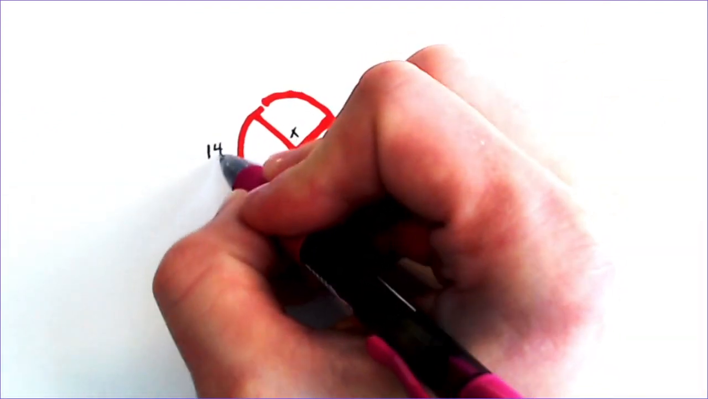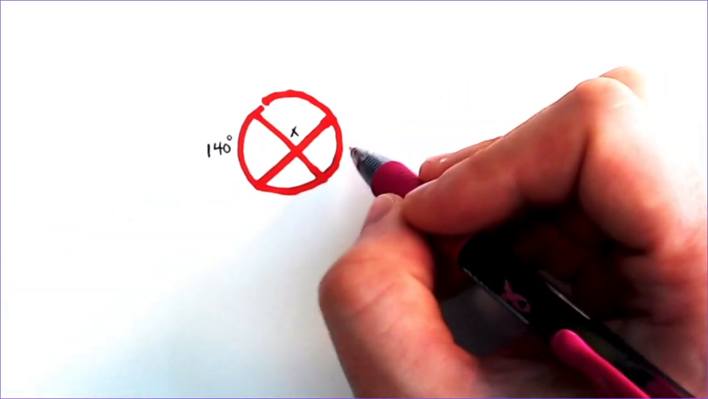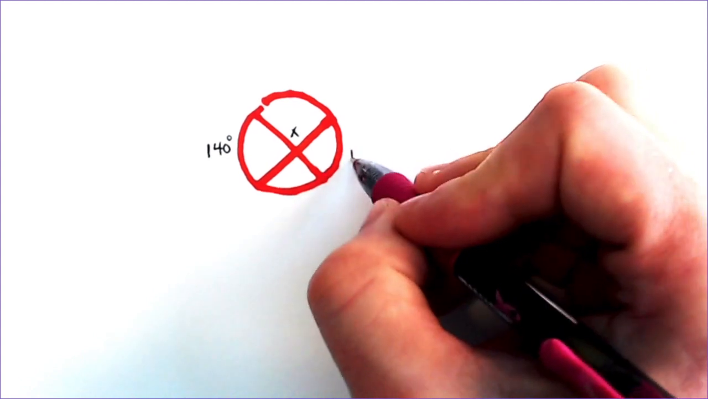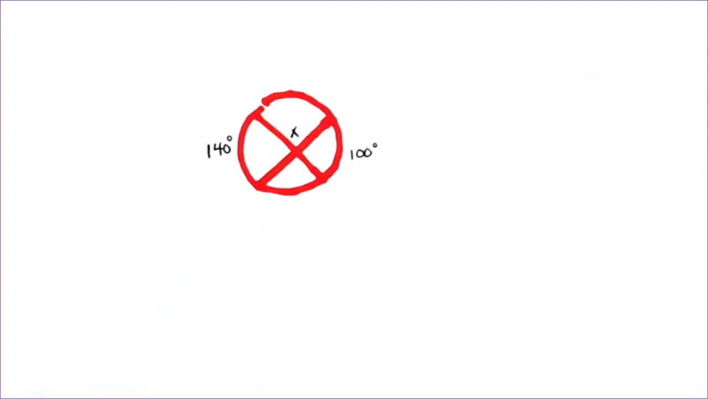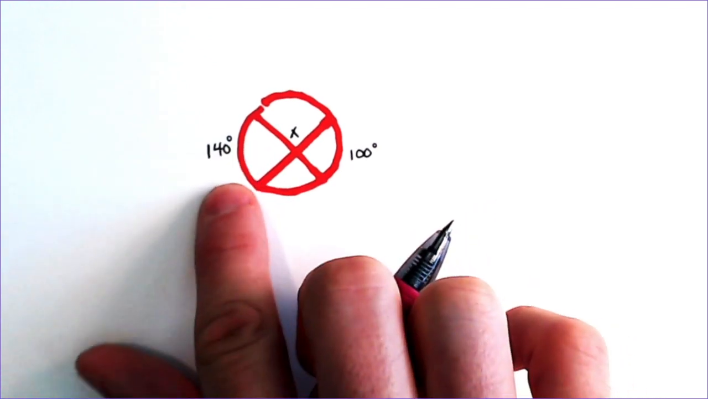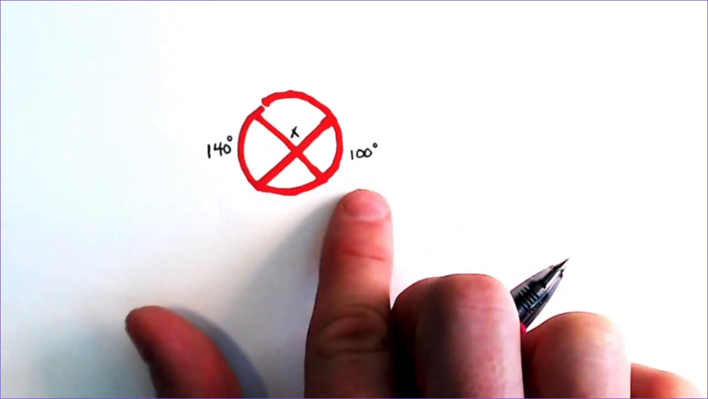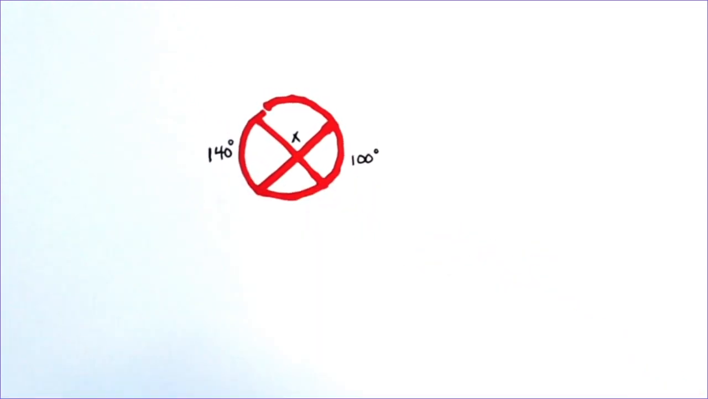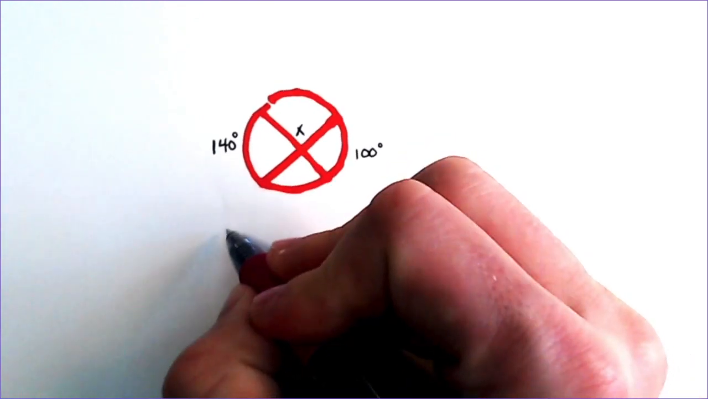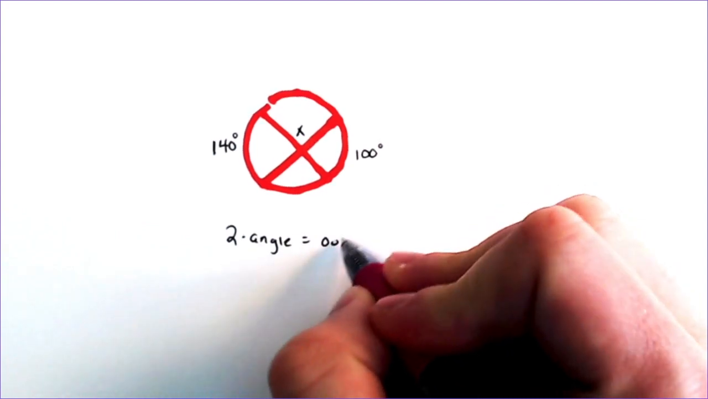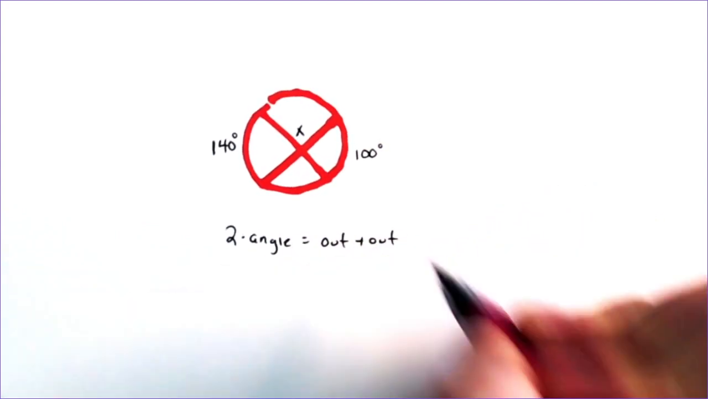I'm going to say that's 140 degrees there, and I'm going to say that this is 100 degrees here. So given the type of problem that we have to look at and determine, are we given angle measurements or arc measurements? And we are. And if that's the case, then we will have to go back to the formula, which is 2 times the angle equals the outsides added together, out plus out.